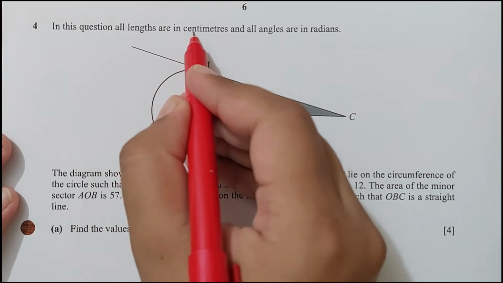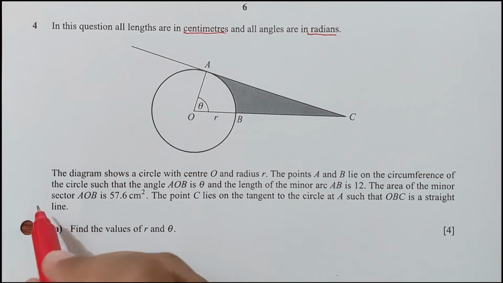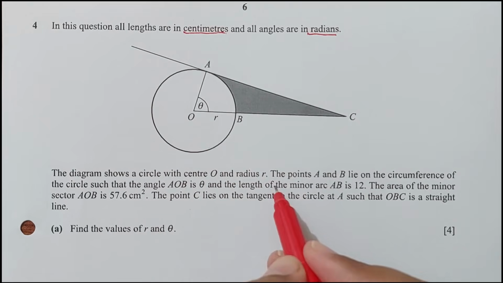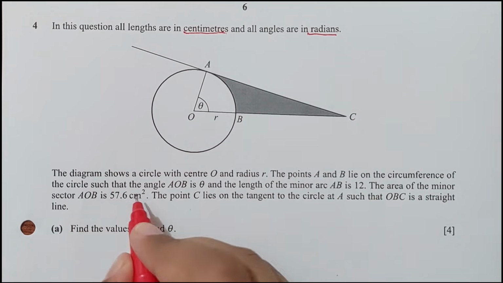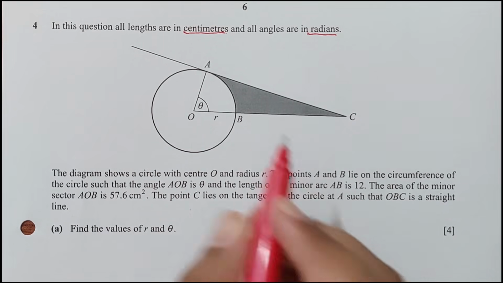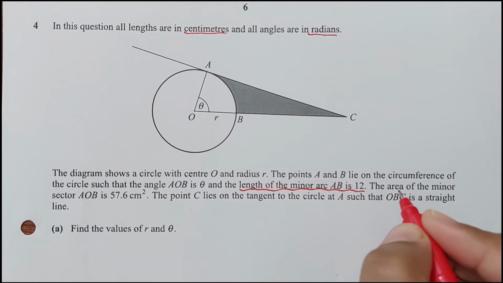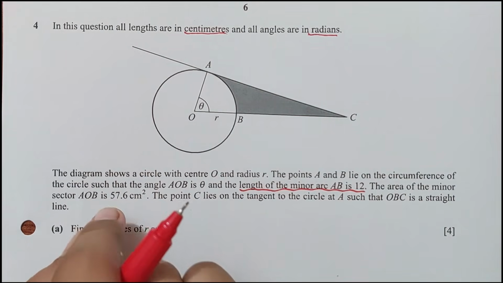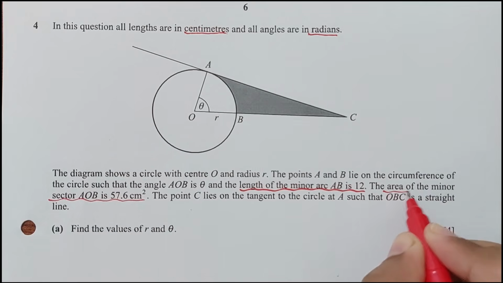In this question, all lengths are in centimeters and all angles are in radians, right? The diagram shows a circle with center O and radius r. The points A and B lie on the circumference of the circle, such that the angle AOB is theta and the length of the minor arc AB, this is arc length we have given, which is 12, right? The area of the minor sector AOB is 57.6 centimeter squared. So this is the area of a sector.